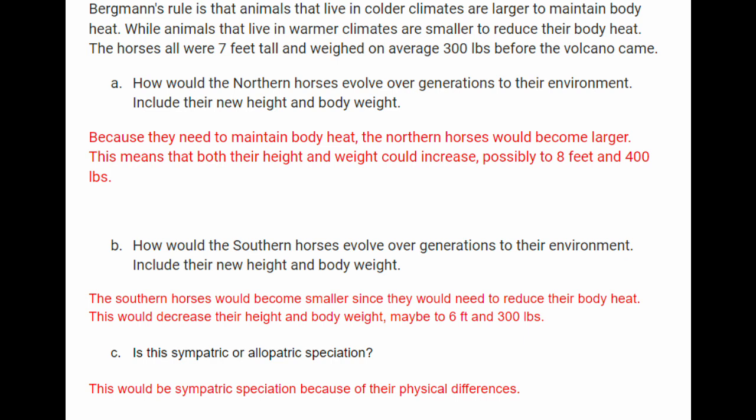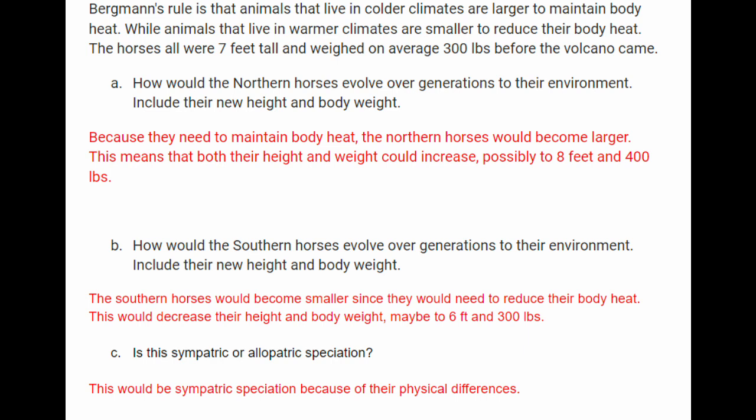So if you remember from this question, this is about the horses that are separated into a northern and a southern group. What's really nice about this person's explanation is that for 2A and 2B, the northern horses grew larger because they have to keep their body heat. They have to basically stay warm, and the southern ones grew smaller because they have to keep cool. The nice thing about this is that it has these two different groups that adapted over generations differently, even though they came from the same population of horses, to better suit their environment.